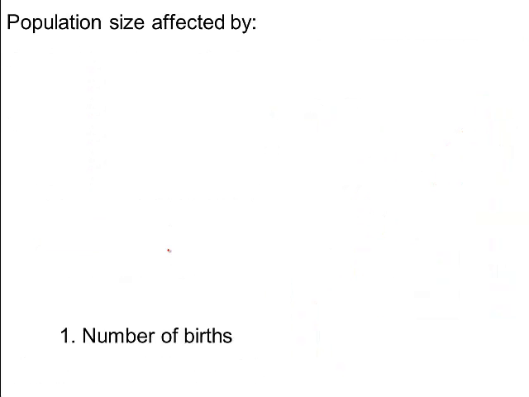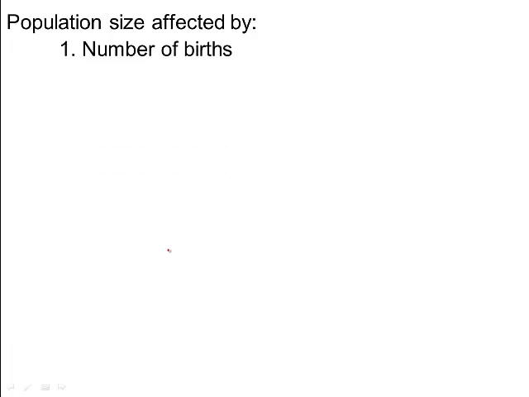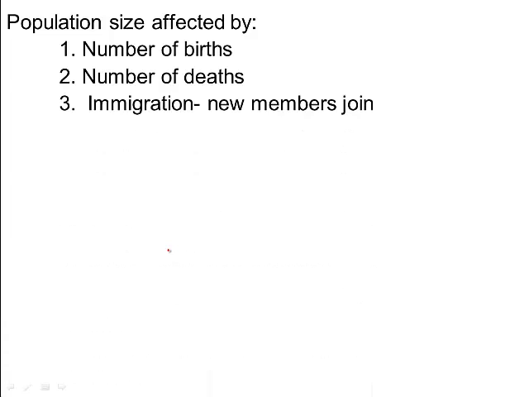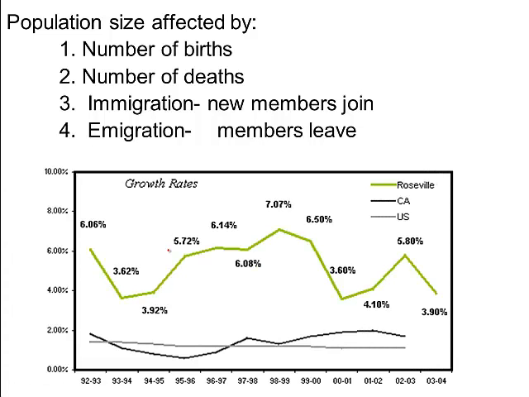All right, so population size can be affected by the number of births. So if the number of births is high, you'll get an increase in population size. If the number of births is low, you'll have a decrease. Number of deaths, same idea. Immigration is when new members join a population. So if you have a larger amount of immigration happening, you're going to get the population increase in size. Emigration is when members leave the population. And so if large numbers decide to leave at any given time, then the population will go down.